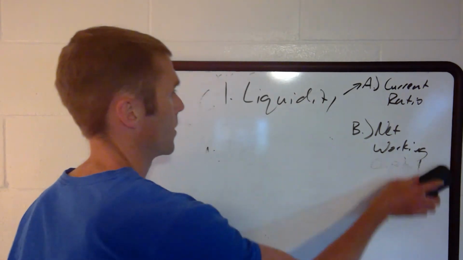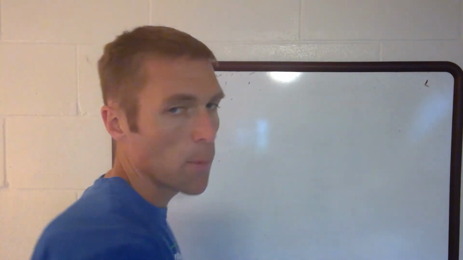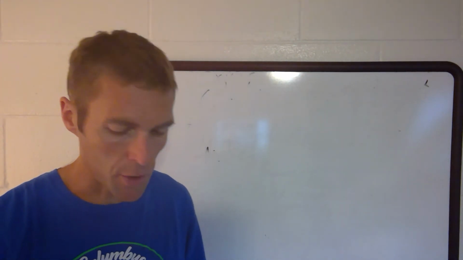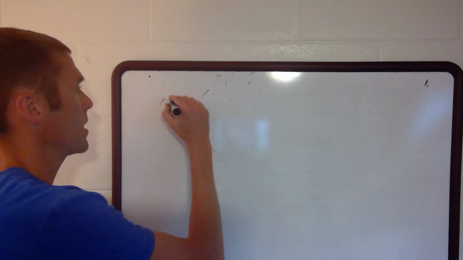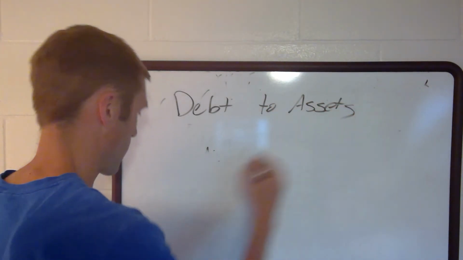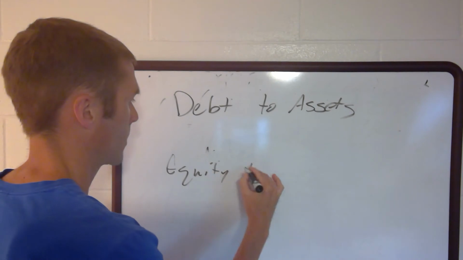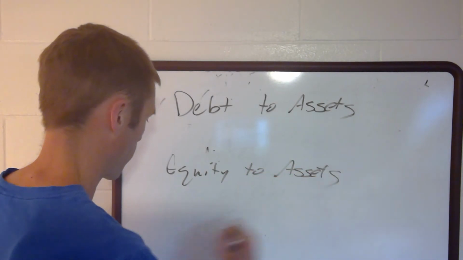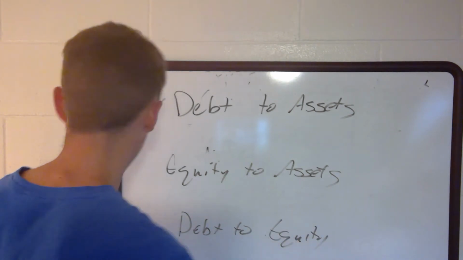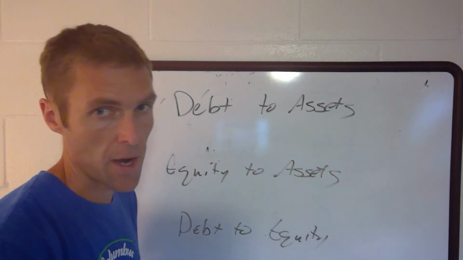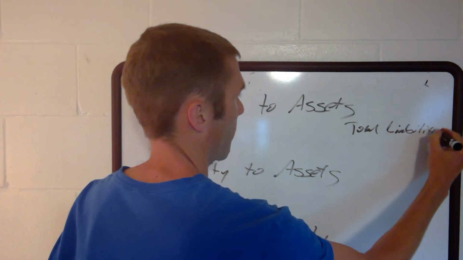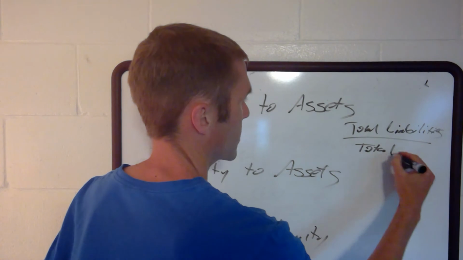Our solvency ratios are more about tracking things over time, but they're also about how we're utilizing equity and how we're utilizing debt. So we have 3 ratios: debt to assets, equity to assets, and debt to equity. And these are self-defining. You don't have to memorize these at all. Total liabilities divided by total assets.